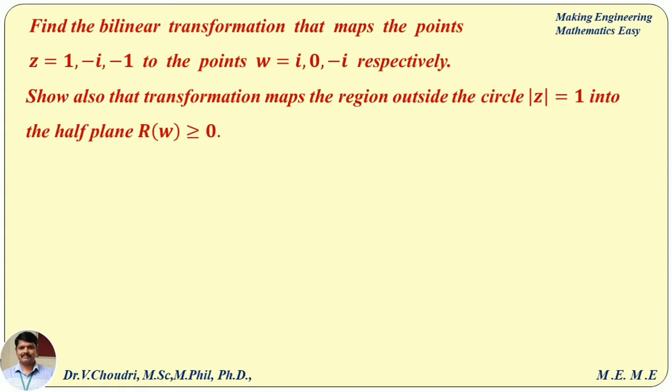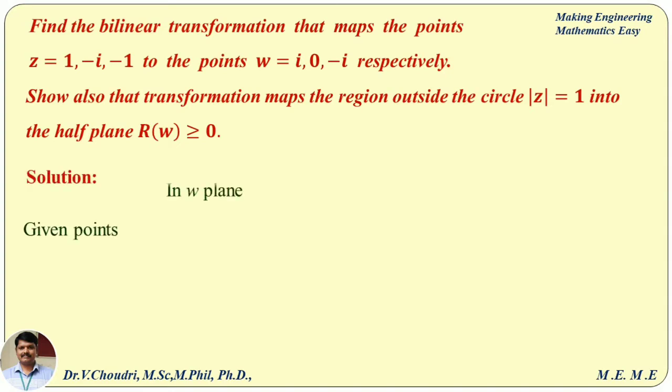Now try to understand what our task is. First, we are going to find the bilinear transformation through the given points. Then we prove that modulus z greater than or equal to 1 has its image u greater than or equal to 0. Let us see the solution now.